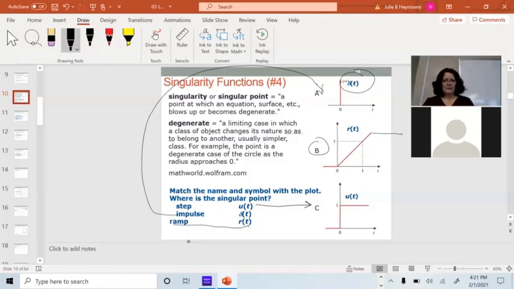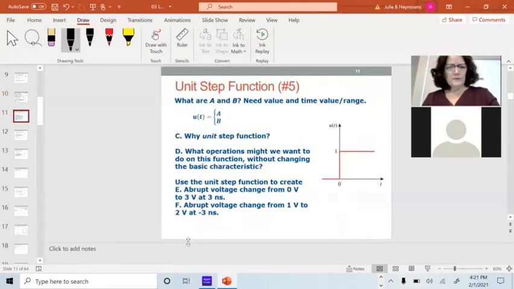Okay, we talked about these before. We're going to be using them today, though. So let's go into this in a little bit more detail. We've got this step function. So u of t is basically 0 for t less than 0, and it's 1.